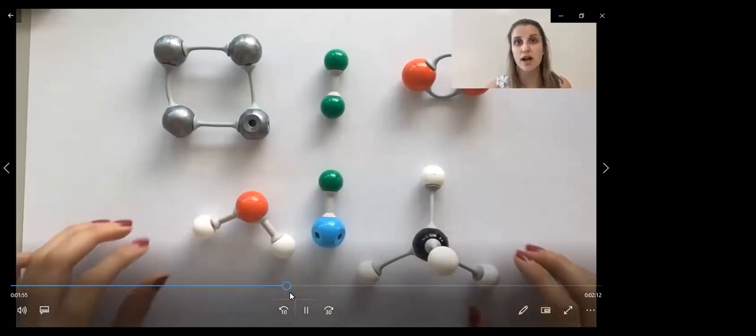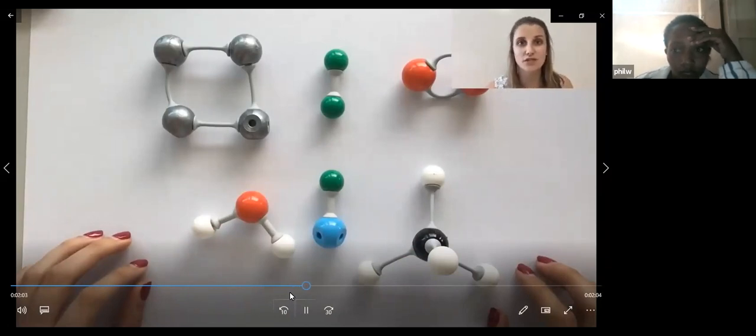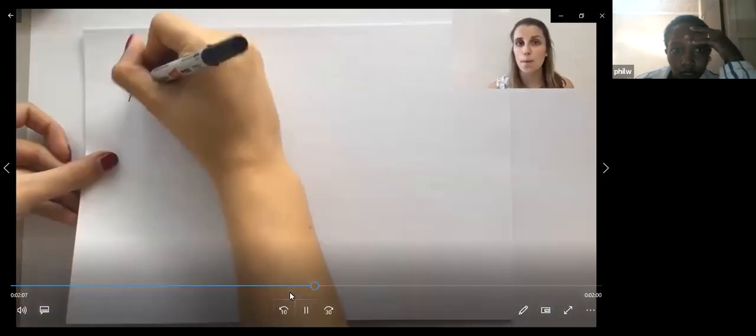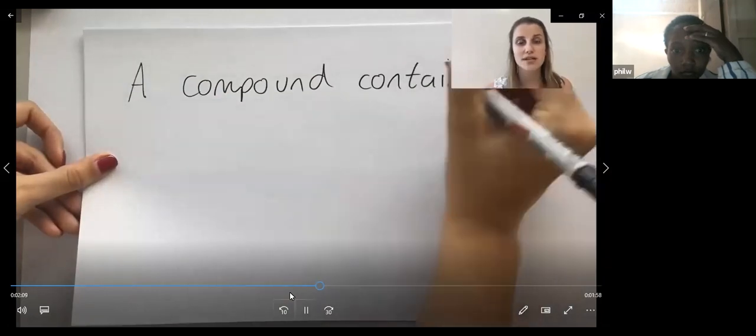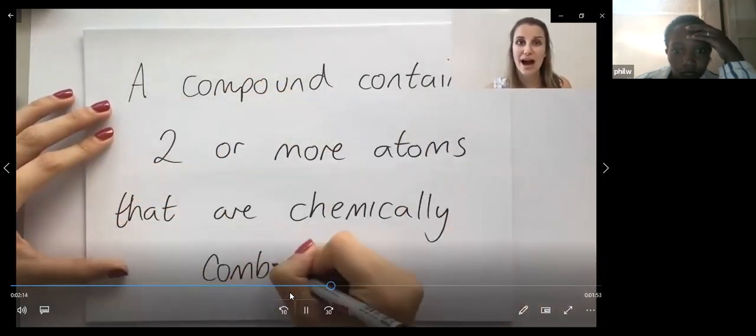So the top three are elements. They contain one type of atom. The bottom three contain two or more types of atoms. They have different colored molymod balls. We call these compounds. And compounds have to be chemically combined and contain two or more atoms. The last word that we have to look at today is, what is a mixture?